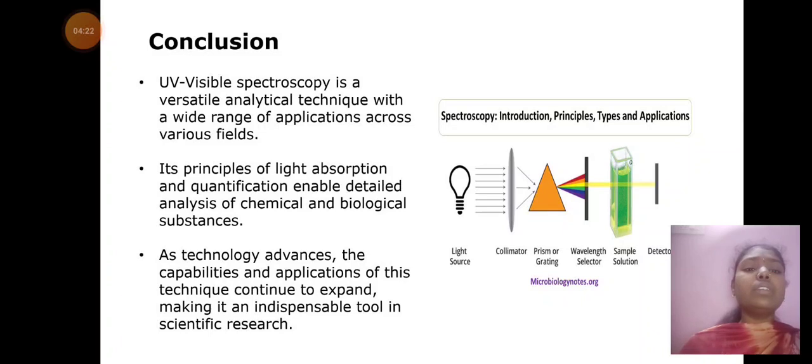Conclusion. UV visible spectroscopy is a versatile analytical technique with a wide range of applications across various fields. Its principles of light absorption and quantification enable detailed analysis of chemical and biological substances. As technology advances, the capabilities and applications of this technique continue to expand, making it an indispensable tool in scientific research and biological research. This is the detailed applications of UV visible spectroscopy.